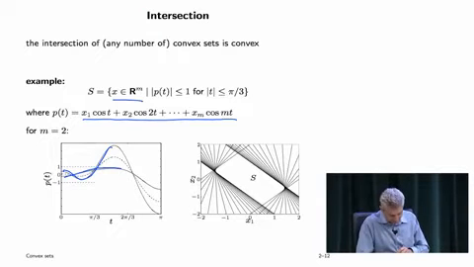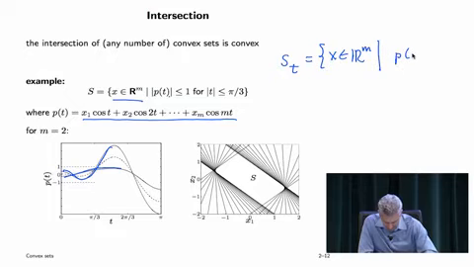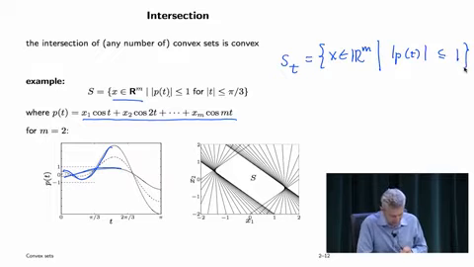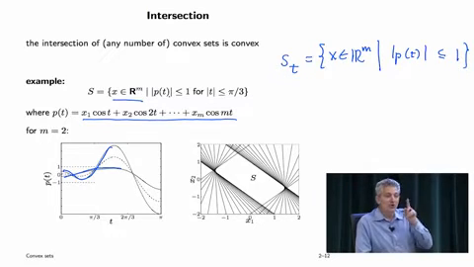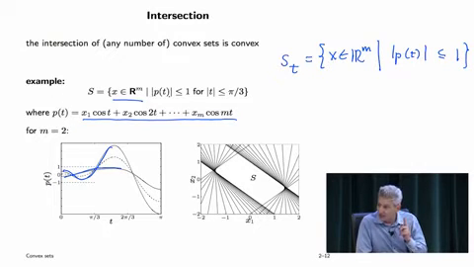Okay, so here's a super quick proof of it. It's really simple. It goes like this. I'm going to introduce S sub t, and that's going to be the set of x in R^m for which the absolute value of p of t is less than 1. So that's S_t. And notice it's just a single t. For each t, I get this set. I want you to tell me what that set looks like.